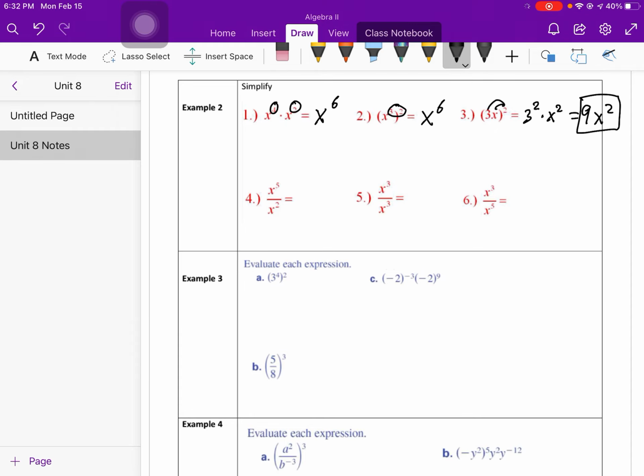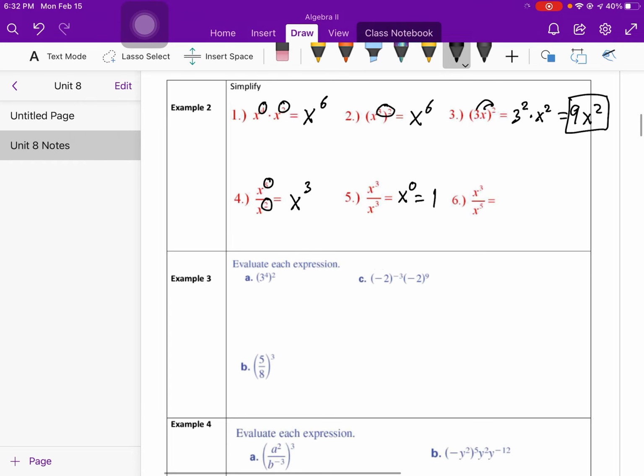Number 4, we are going to divide with the same base, so we have to subtract. 5 minus 2 is x to the third. Here you have x cubed divided by x cubed, so you would end up with x to the 0 power, which we know to be 1. And this kind of makes that example make more sense too, because a number divided by itself has to be 1. So logically, that's where it comes into play.